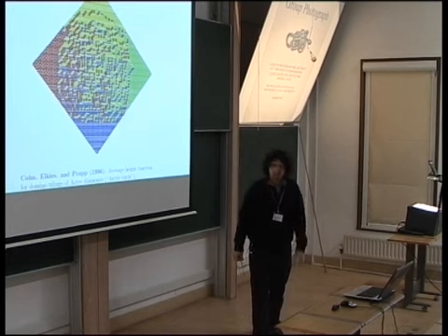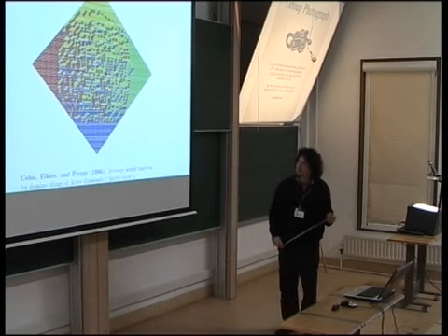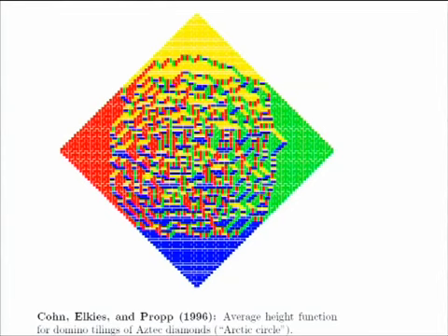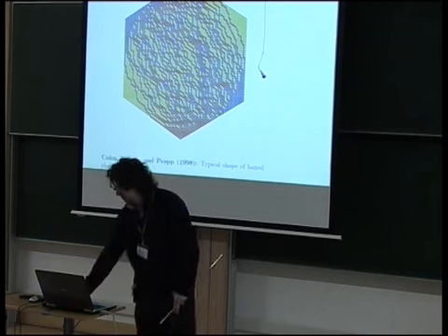Then you can look at finer things, like how does a typical domino tiling look. This is a tiling sampled uniformly at random, and you get the Arctic Circle phenomenon, proved by Cohn, Elkies, and Propp in '96. These pictures are courtesy of David Wilson. This is a tiling sampled uniformly at random from the set of all lozenge tilings of a large regular hexagon, and you get again this Arctic Circle phenomenon.